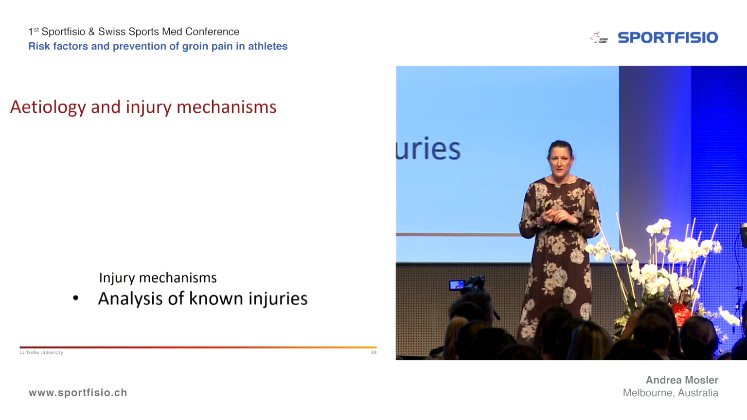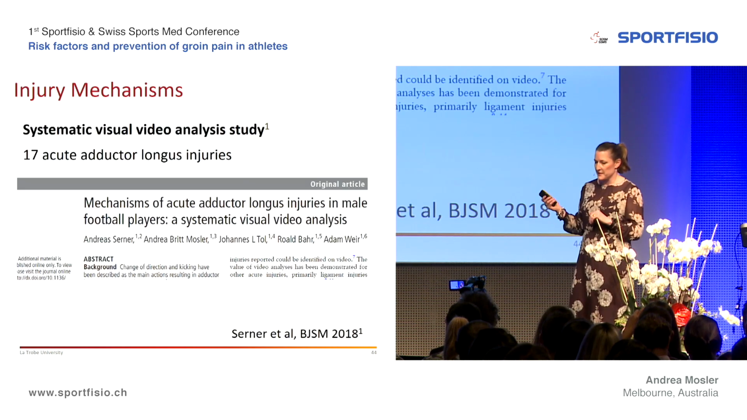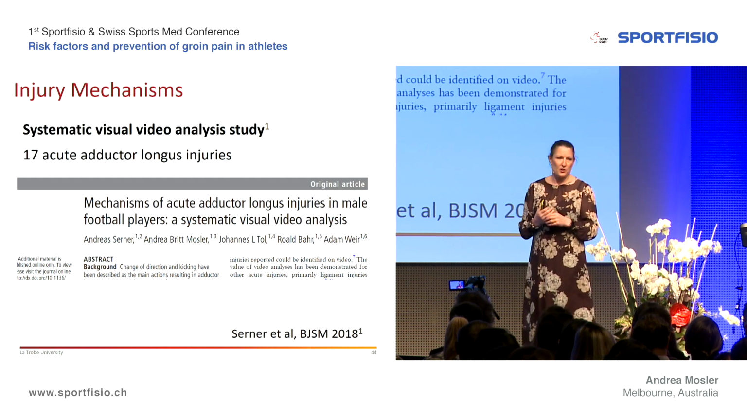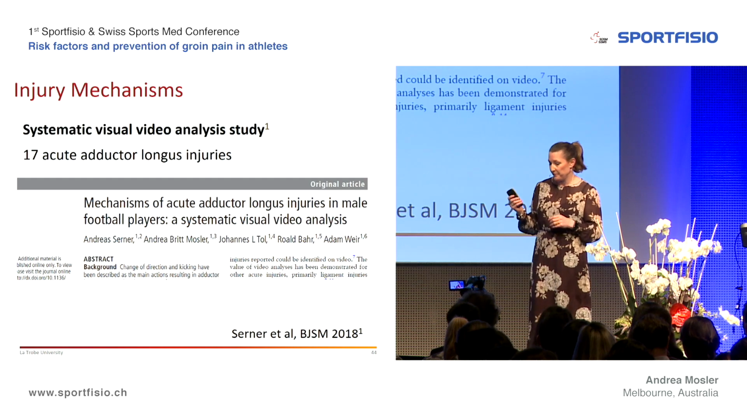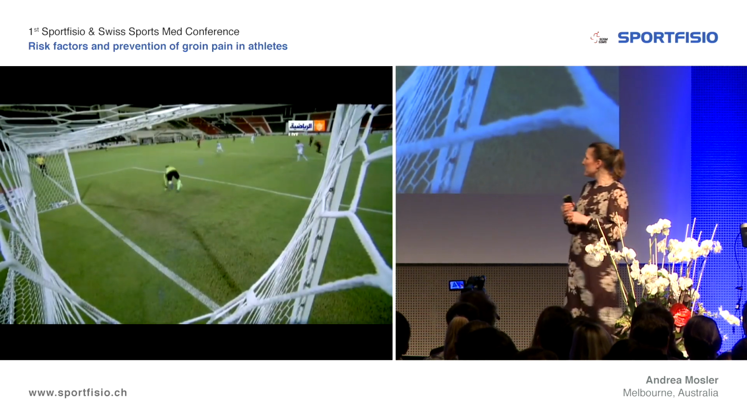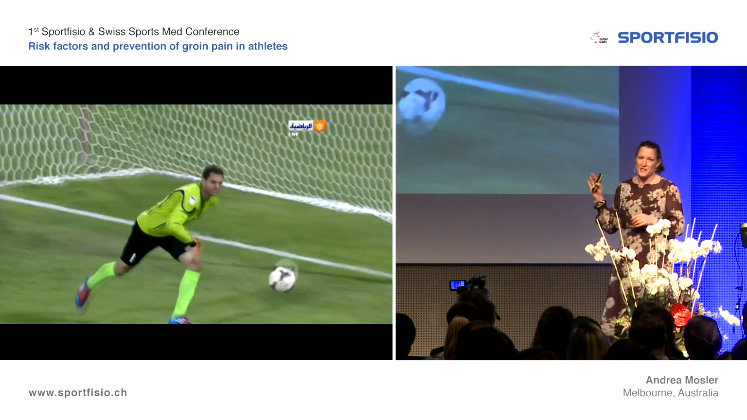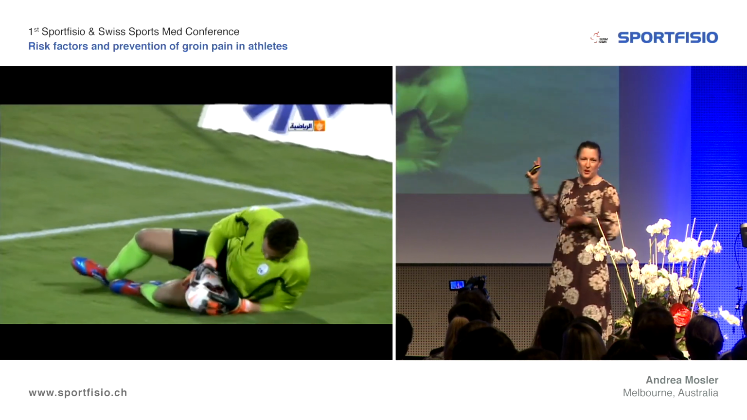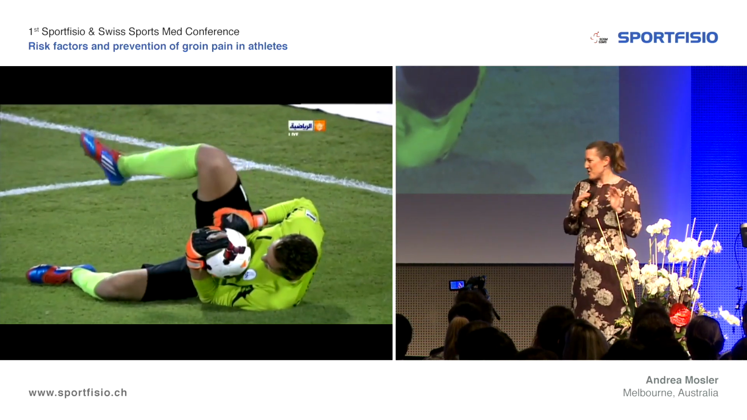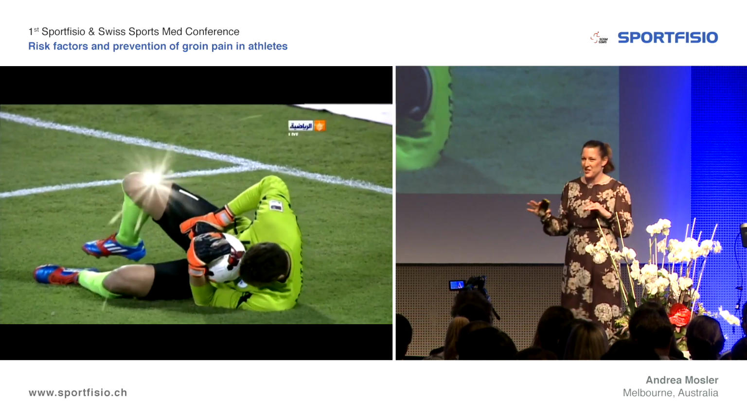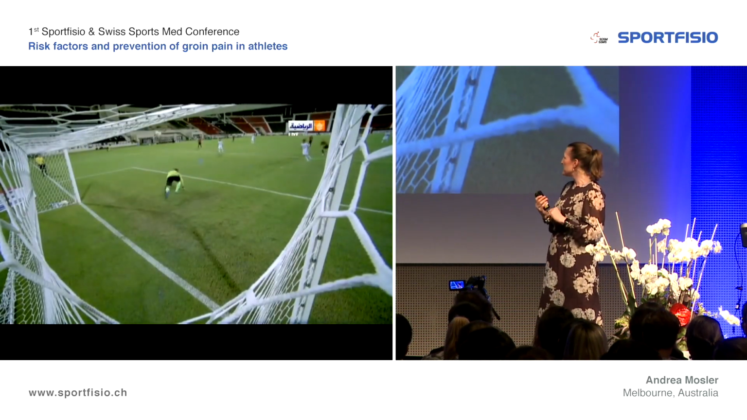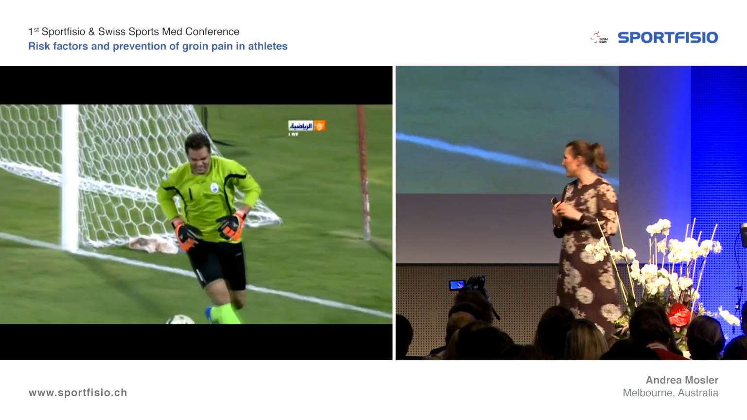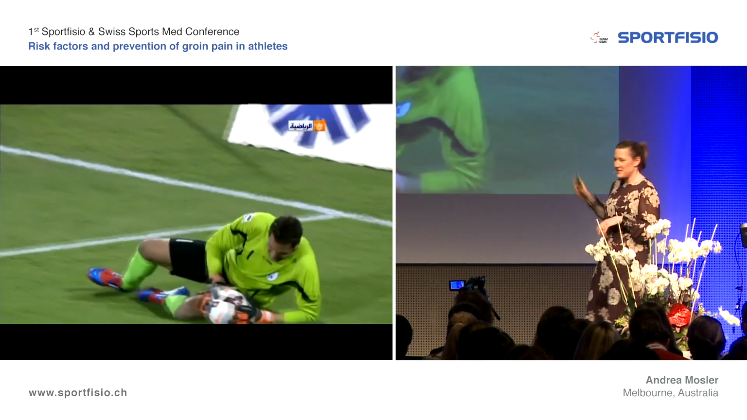So what about injury mechanisms? Again, we need to look at analysis of known injuries. Andreas has published earlier this year, we looked at 17 acute adductor longus injuries on video. Hopefully it works. Yes, so this is one of the injuries. And this is a really interesting case. This guy actually came in and saw me for screening. And he looked horrible. He had really quite nasty pain on the Copenhagen adduction test. His eccentric adduction strength was down, and we had a long discussion with the doctor asking, please keep this guy out from playing. Anyway, he went and played and he ruptured his adductor longus.